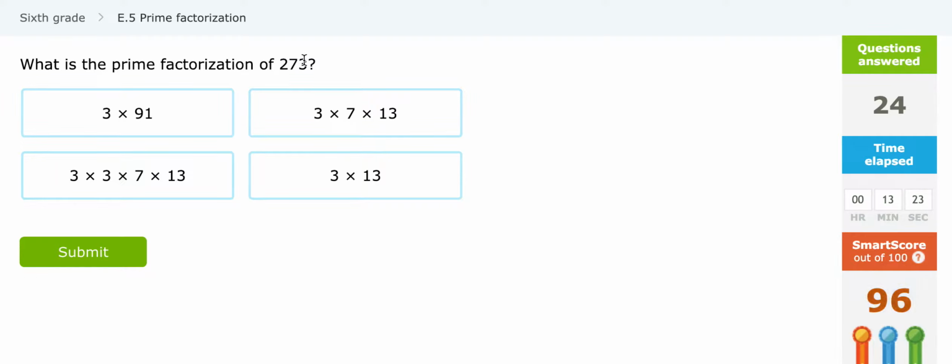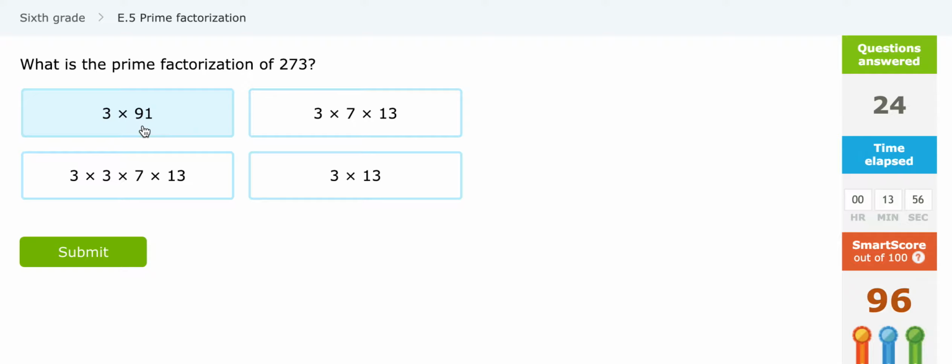273. This is a kind of interesting one, so let's think through it. We can look at a couple of these, and I'm going to cross this one off right from the start because 3 times 13 just simply isn't big enough. It's 39. This is interesting because 3 times 91 is indeed 273. The problem is 91 is not prime. If we were to check 91, is it divisible by 2? No. Divisible by 3? No.